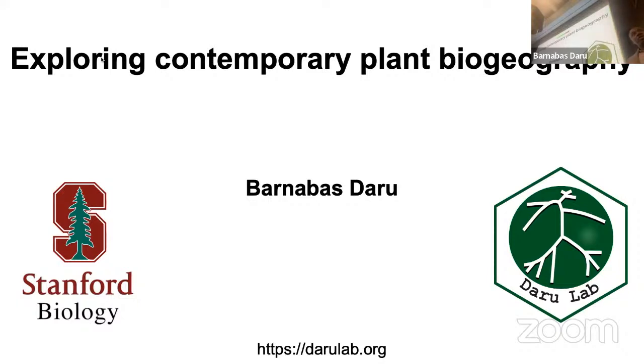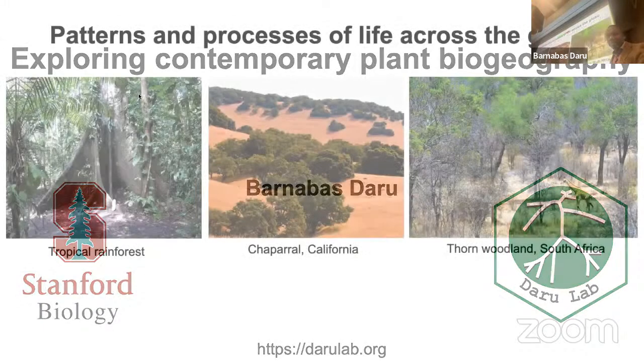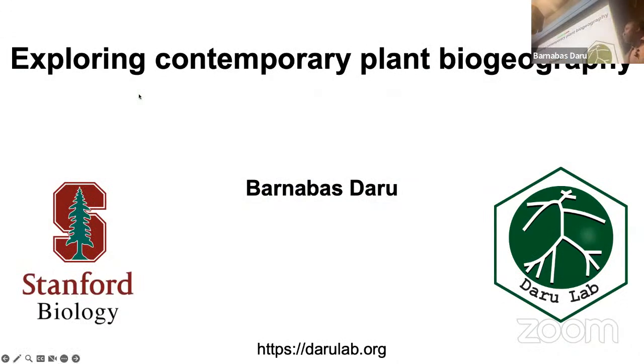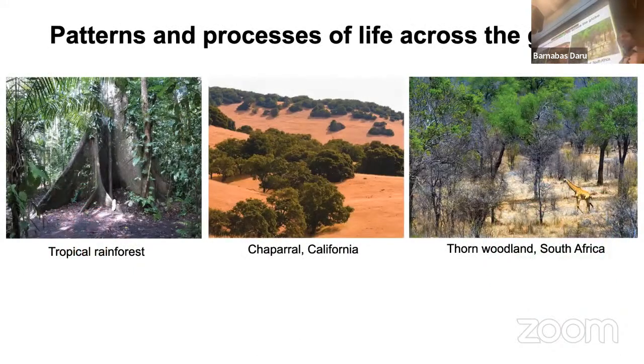And so today I'll be talking to you about my research, which I've entitled Exploring Contemporary Patterns of Plant Biogeography. And so as a way of introduction, I'll start with a brief introduction of what biogeography is, which is the study of the patterns and processes of life across the globe. And so this is based on the idea that biodiversity is not randomly distributed across the world, but it's instead clustered into communities such as the tropical rainforest or the chaparral of California or the woodland savannas of Southern Africa.